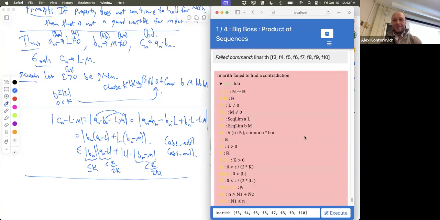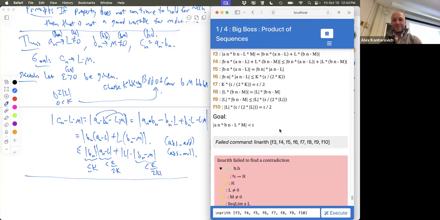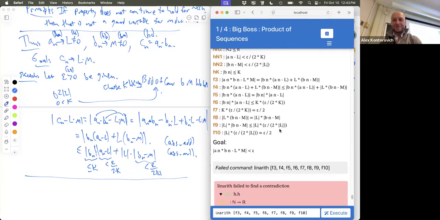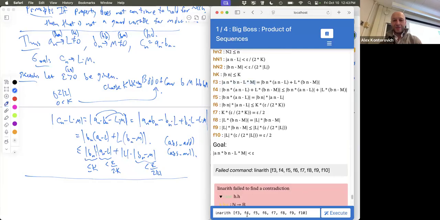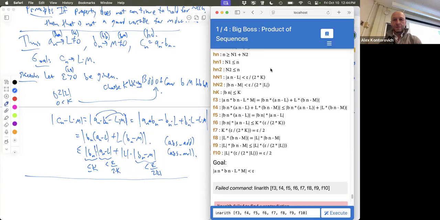Huh. What am I missing? F3, did I mistype something? HN2, H capital N2. I think one of your arguments was left over from HN1. When I did HN2? Yeah. I think it should have given you, I mean, there was an error, but it didn't pop up. Oh.